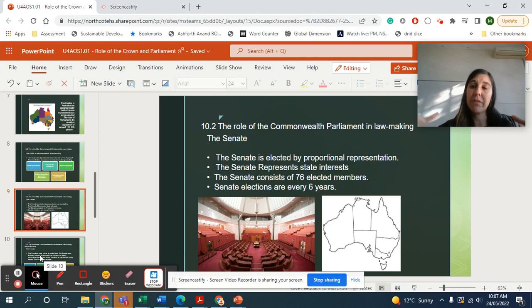And when they decided to have federation and create a federal government, states, especially smaller states such as Tasmania, were worried that they weren't going to have enough say in the policies of the day. So that's why we have the Senate, to represent state interests. Senators are elected every 6 years, and there's 76 of them in total.